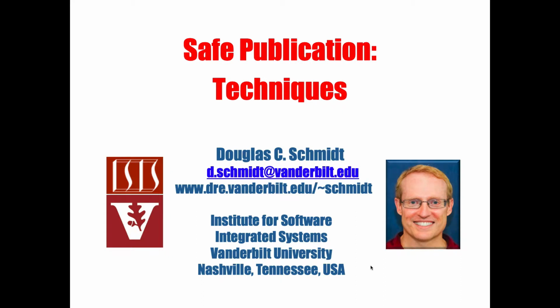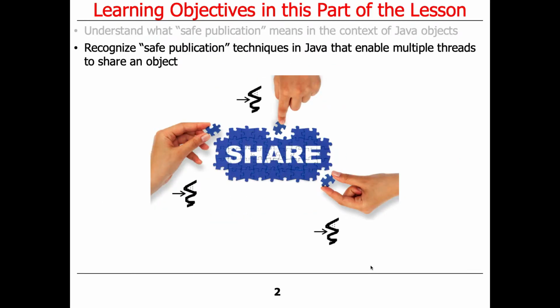So now that you know a little bit about safe publication in terms of what the issue is, let's talk about some techniques that Java supports in order to enable multiple threads to share objects safely.